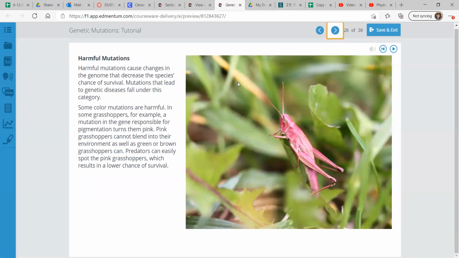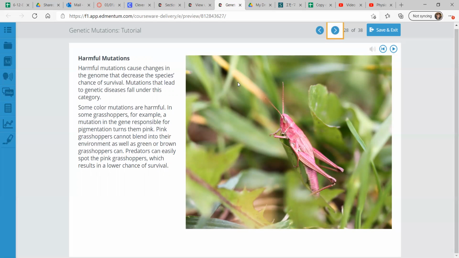So we have neutral, and we have harmful mutations, which cause changes in the genome that decrease the species' chance of survival. These types of mutations usually lead to genetic diseases. Some color mutations are harmful as well.